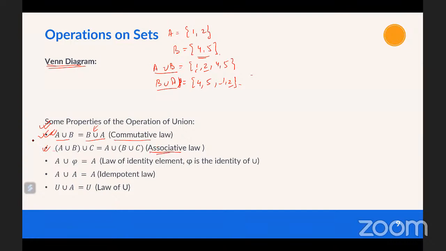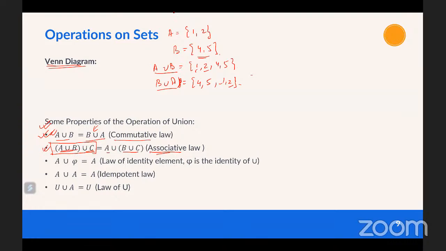Now what does the associative law say? Associative law says that if you have performed A union B and then in this set you perform union C, then the entire set which you get after these operations, A union B union C, will be the same as if you perform B union C first and then you perform union with A. So it doesn't matter in which order you perform the union operation, the set will be the same.